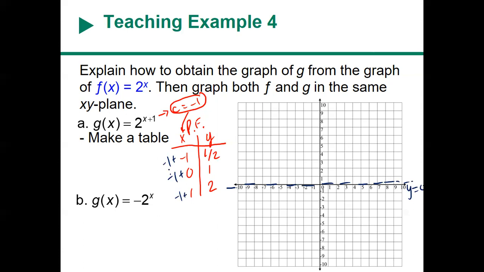So my new x values would be at negative 1 plus negative 1 is what? Negative 2. So at negative 2, I'm at a half. Negative 1 plus 0 is negative 1. So at negative 1, I'm at 1. And then negative 1 plus 1 is 0. So at 0, I'm at 2. Guys, I'm kind of pretty proud of my little curve right there. Now the end, and that would be your function.